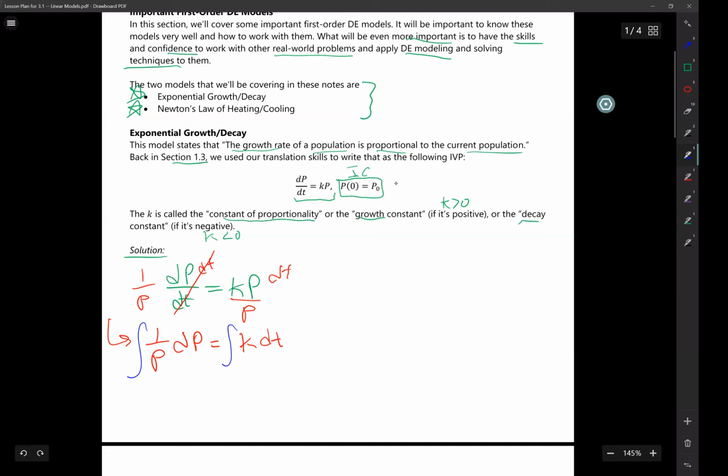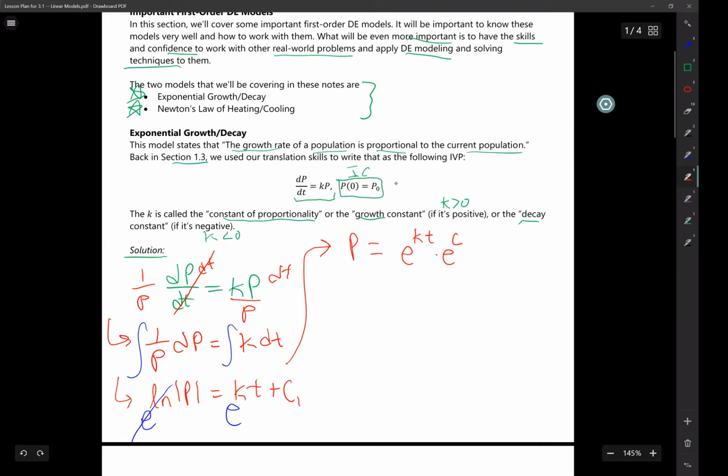Well, over here is just going to be ln P. This is going to be kt. Remember, you move all the constants to one side. Technically, there's two different constants, but we move it to the right side. And then you just do the e thing, and those cancel. And you're left with P is equal to, now technically we have e to the kt times e to the C. I should have probably called this C1 or something like that.